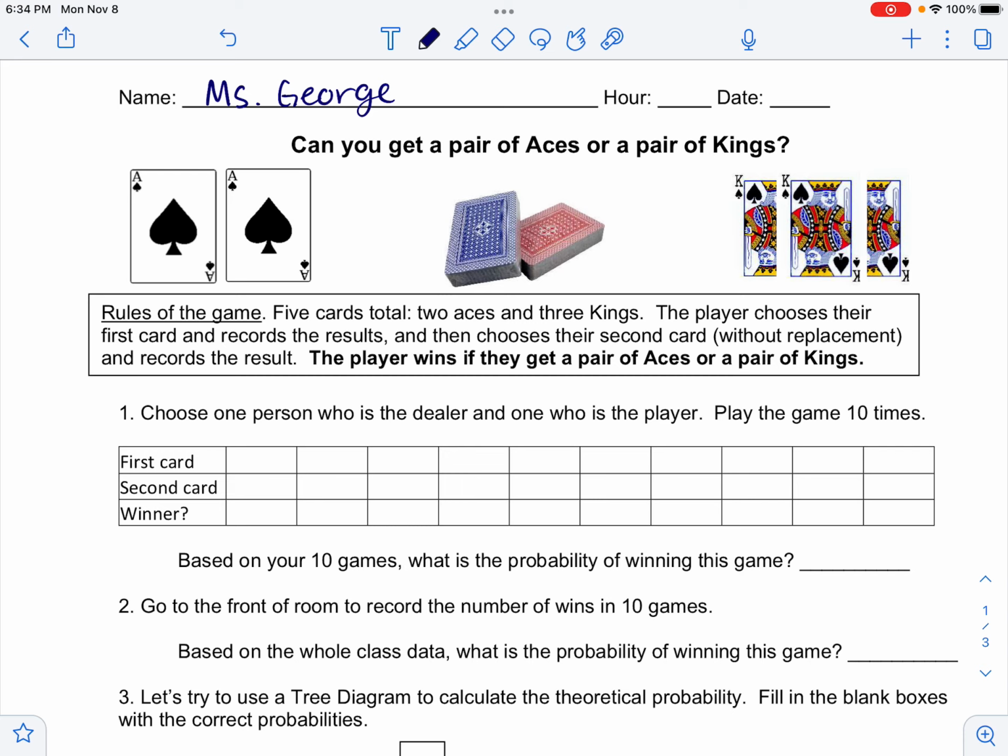You have 5 cards total, 2 aces and 3 kings, and I kind of made a slight visual. I just copied the aces and the kings over here. So we've got 2 aces and 3 kings. I just have a deck of 5 cards.